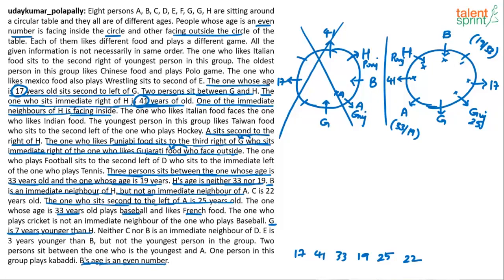Okay, hold on. Looks like case 2 actually is wrong and case 1 seems to be true if I look at the chat. Where did we go wrong in case 1? The one who sits on the immediate right of H is 41 years old. Uh-oh. Right should be this and B should be 41. But then this person cannot be facing center. Okay, somewhere in case 1 only I have gone wrong.